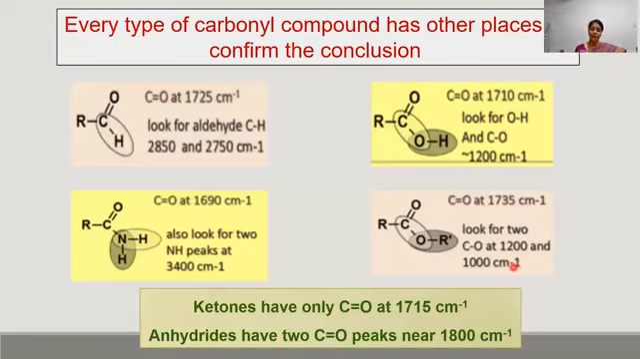In case of anhydrides, there are two carbonyl groups. We will see later. There are two carbonyl groups which may couple to each other and produce two peaks near 1800 centimeter inverse. So in this way, we can conclude which carbonyl group is present in the molecule.